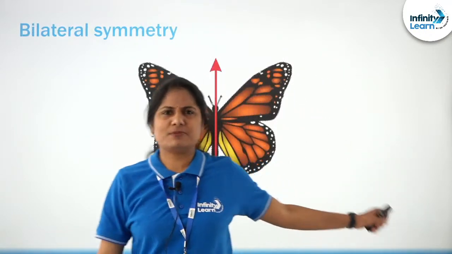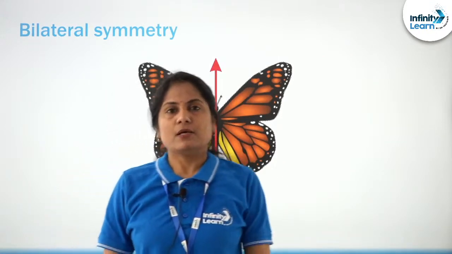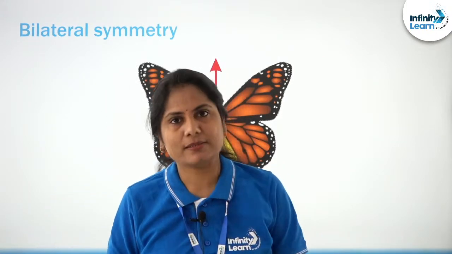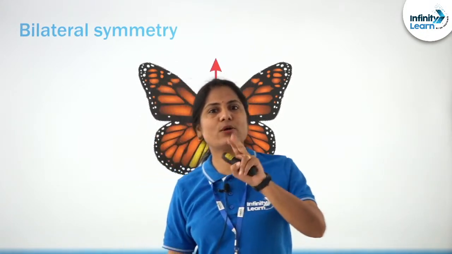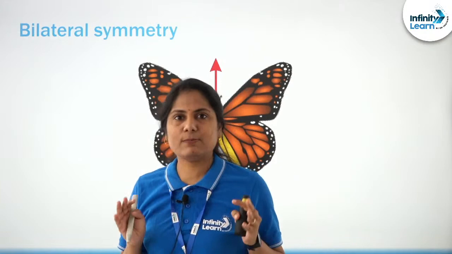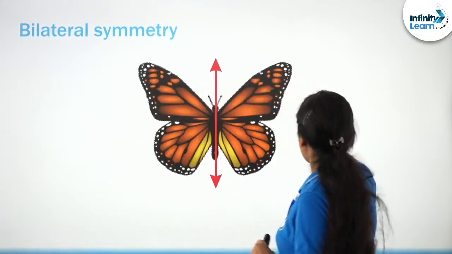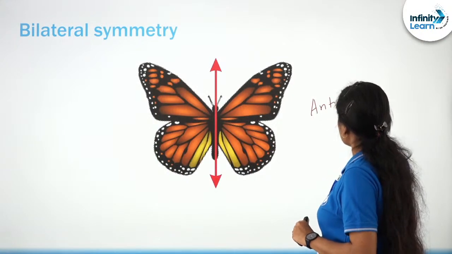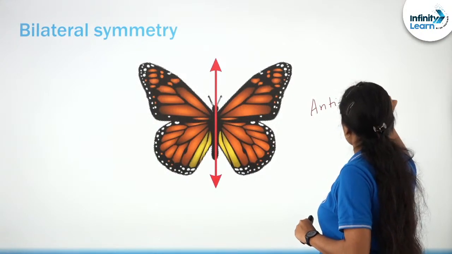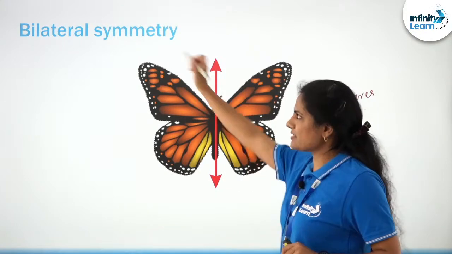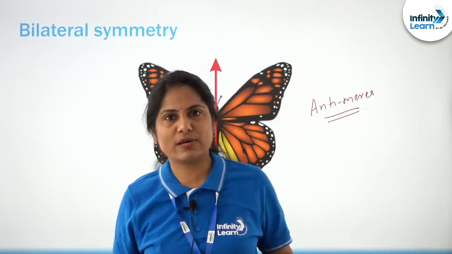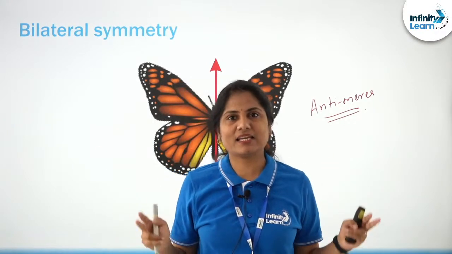Bilateral symmetry, you got that beautiful butterfly there. Only one plane of division passing through the central axis divides the organism into two equal halves. It is literally making mirror images. They make mirror images, right? So that's what bilateral symmetry is. Bi is for two, lateral for the sides. It is clearly making two sides.